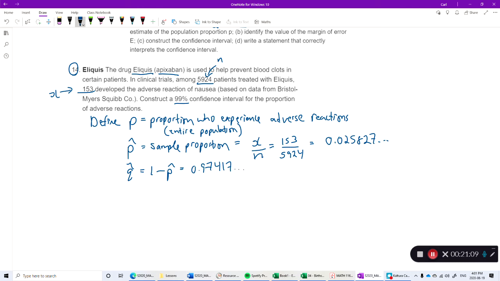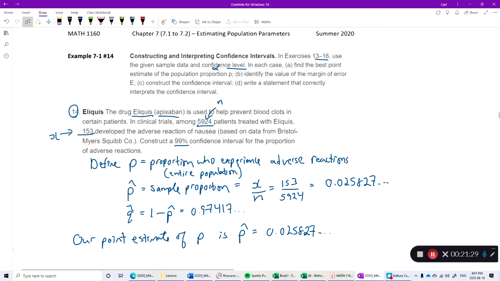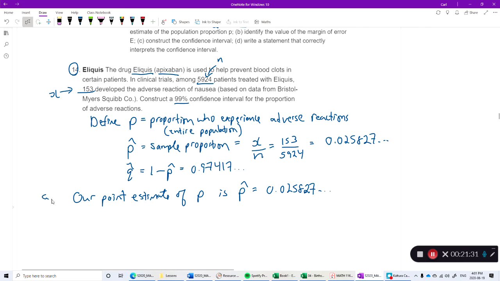Okay, now what is our best point estimate? Our point estimate of P is just P hat, which is 0.02587827. Done. That's part A.